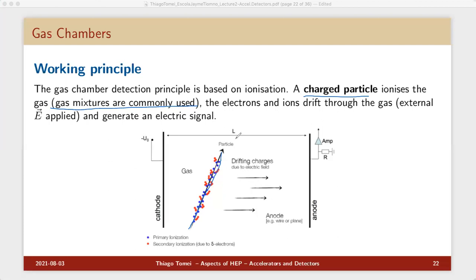And ionizing it just means that the electron and the ion are separated. So the key thing is that you put an electric field here. So you have a cathode, you have an anode, and the ion and the electron have opposite charges, and then they move and they induce an electric current, which you measure. Measure electric current, signal, you're done.